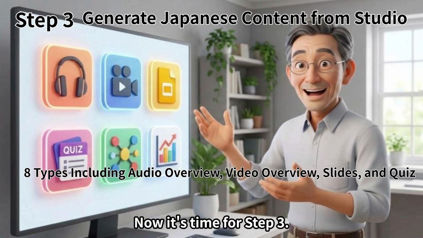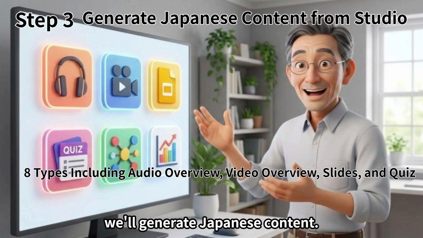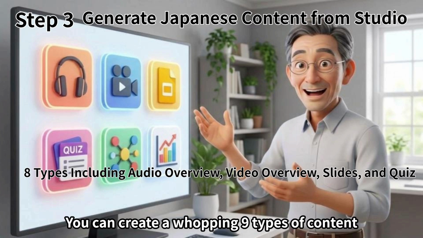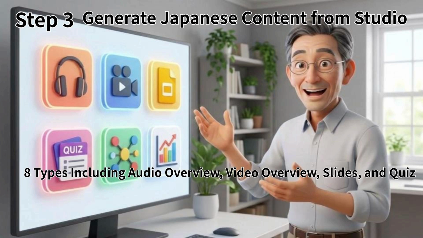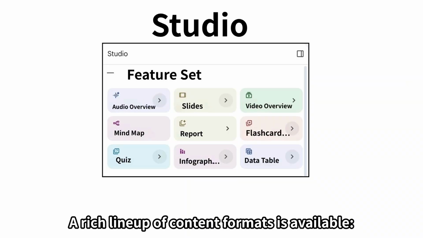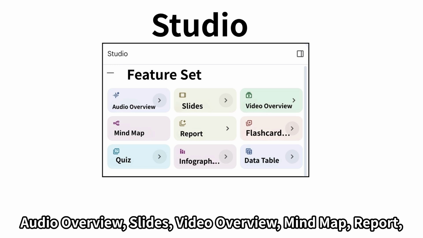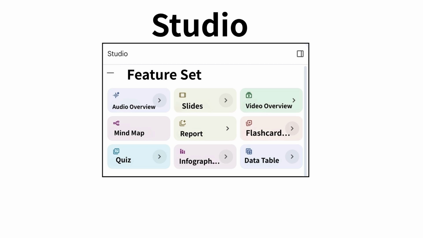Now it's time for step 3. Using NotebookLM's Studio feature, we'll generate Japanese content. You can create a whopping 9 types of content: audio overviews, video overviews, slides, quizzes, and more. Here's the Studio screen. A rich lineup of content formats is available: audio overview, slides, video overview, mind map, report, flashcards, quiz, infographic, and data table.